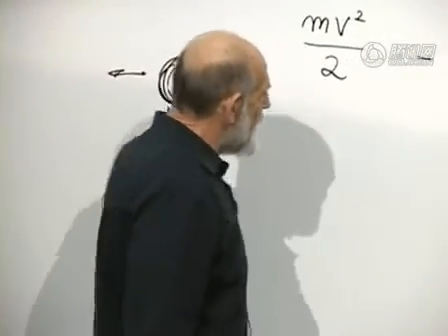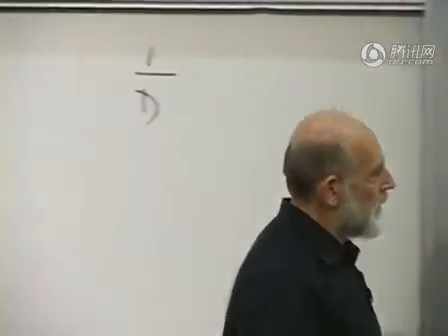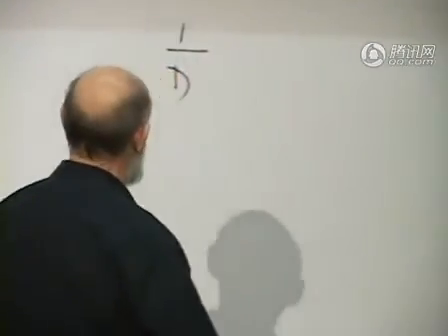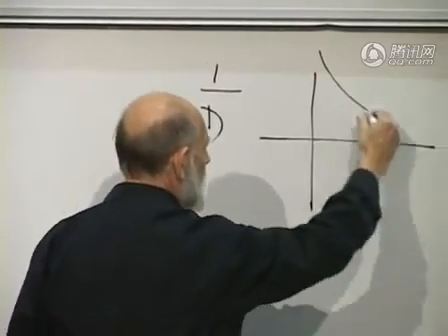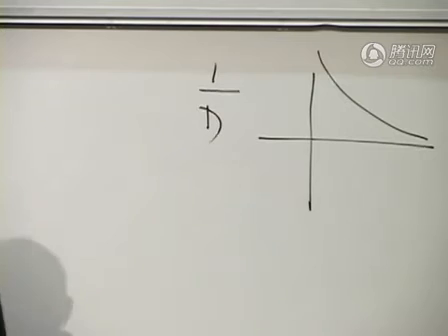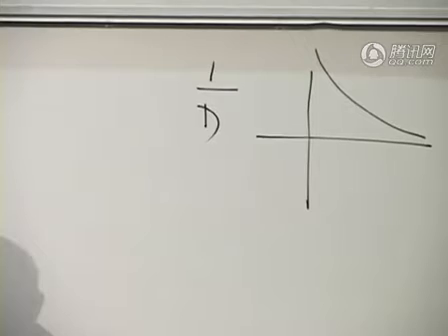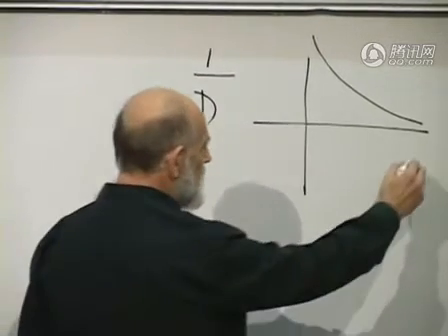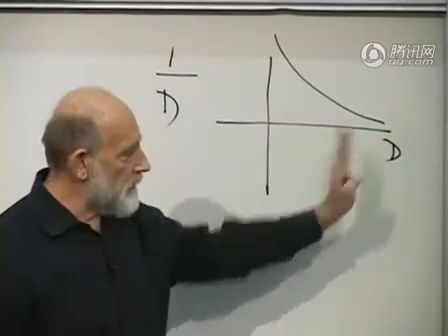Okay. First of all, let's plot 1 over d. Let's forget all the constants here. Let's plot the function 1 over d. What does the function 1 over d look like? It looks like this, correct? It decreases at large d. Here's d. 1 over d decreases with large d.